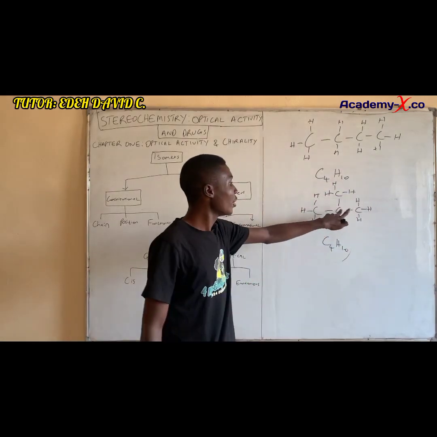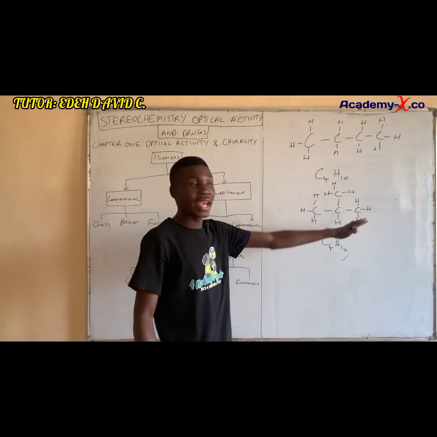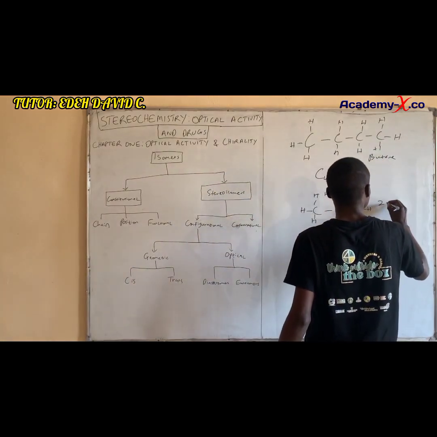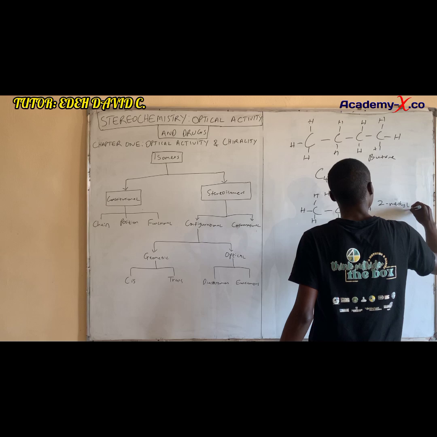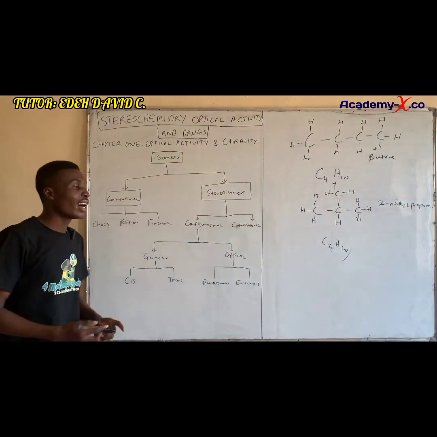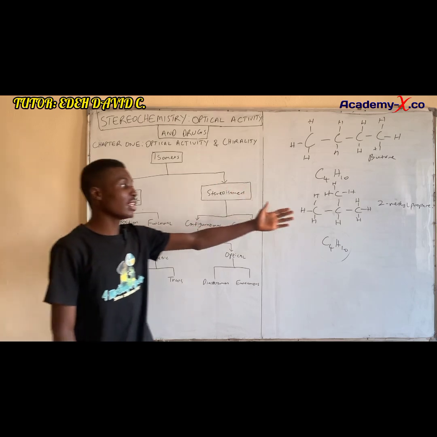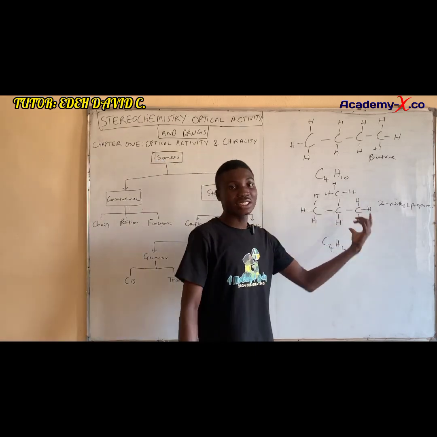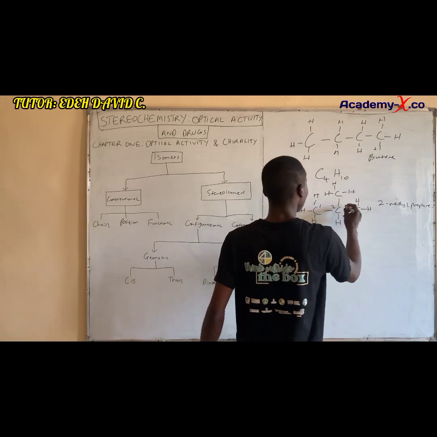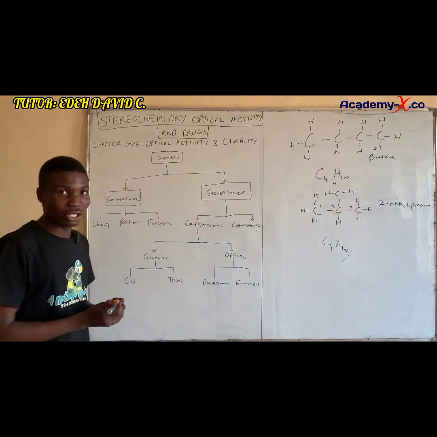This is actually 2-methyl propane. So this is butane, and this is 2-methyl propane. The kind of isomerism we have here is chain isomerism, because the difference between butane and 2-methyl propane is actually the chain, where you now have a methyl group on carbon number 2, which is 1, 2, 3, on carbon number 2. I don't know if you're following me.